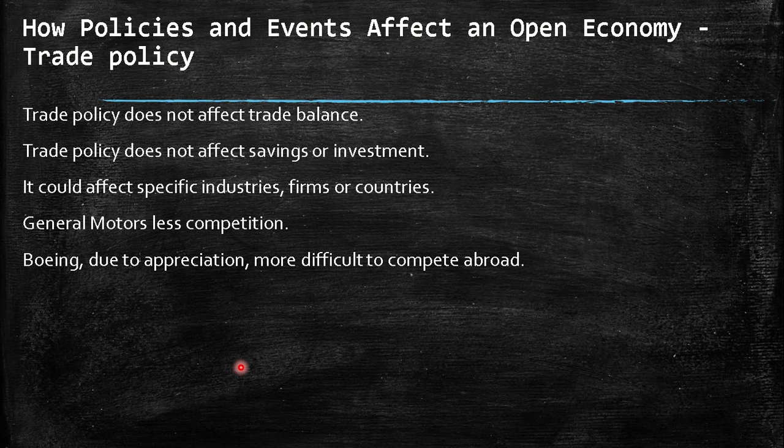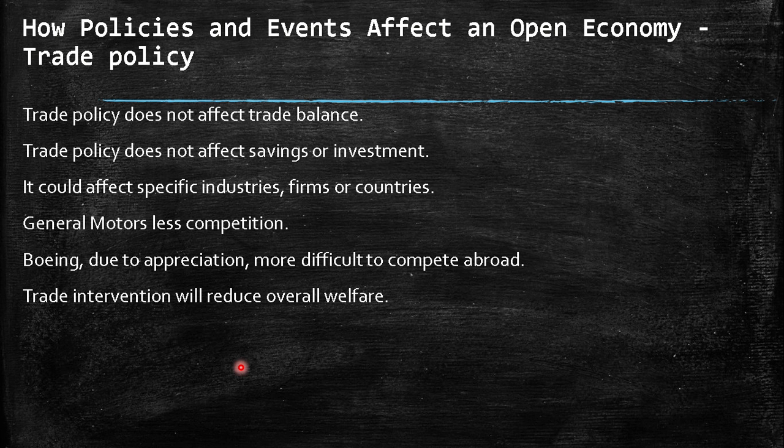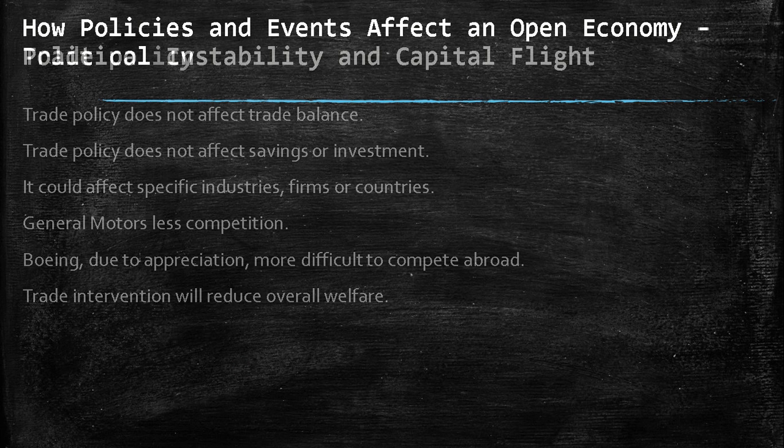But for example, other industries like Boeing, due to the appreciation, it is more difficult to compete outside, because the dollar costs more. So trade intervention will reduce overall welfare at the end of the day, because as we saw in the first chapters, any intervention by the government will create deadweight loss, and then should create less welfare for all people in the economy.